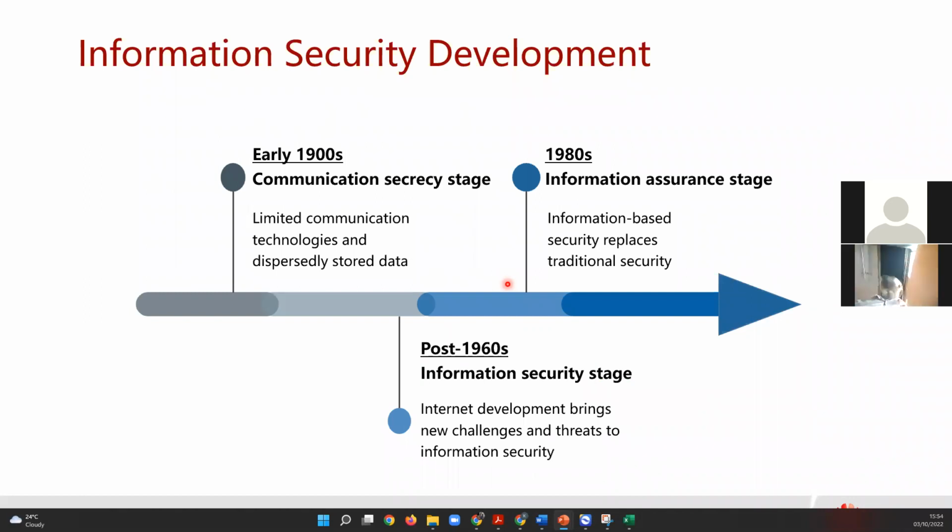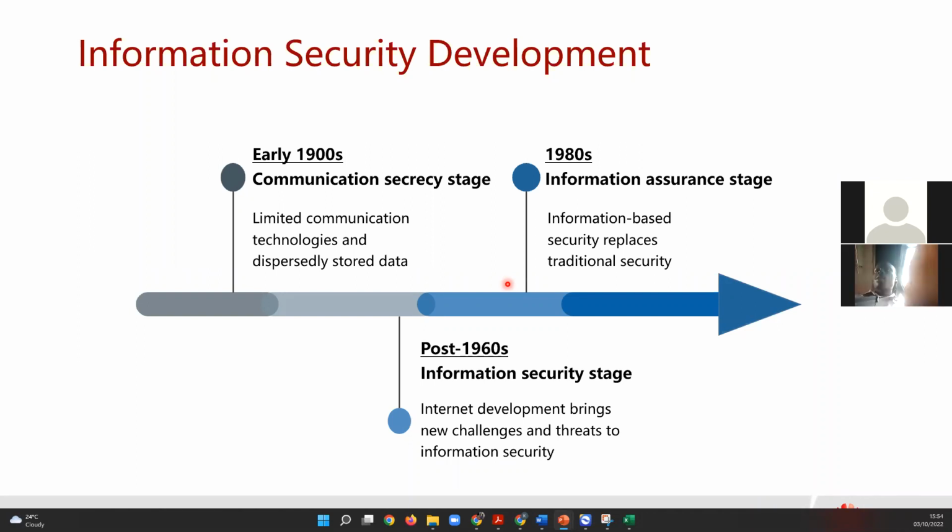this is how InfoSec has developed over the years. In the early 1900s, there was the issue of communication secrecy. There was not much tech around communication. There was no WhatsApp, there were no emails most of the time, they were like the preserve of the elite. So people just stored data physically. They also stored data in, so to speak, a mattress.